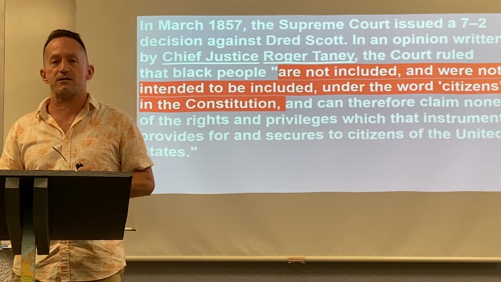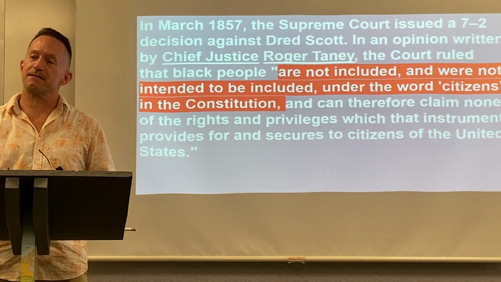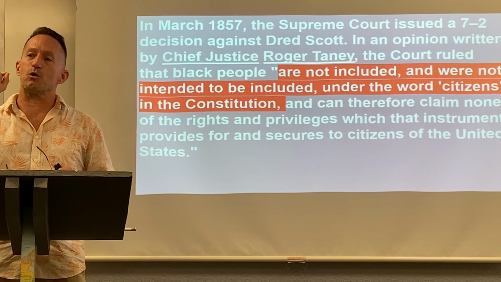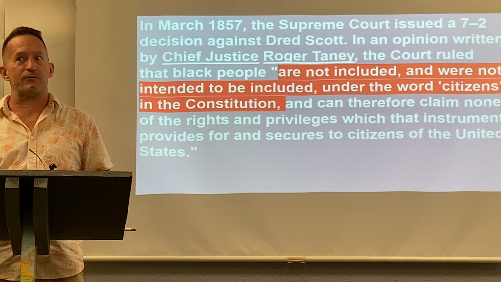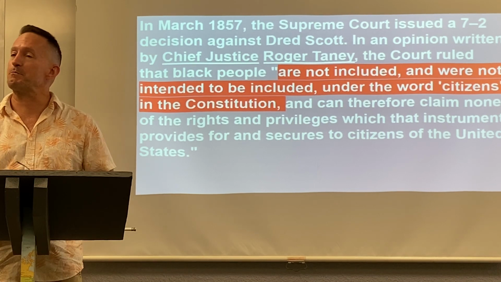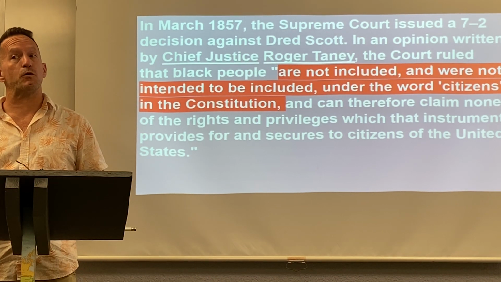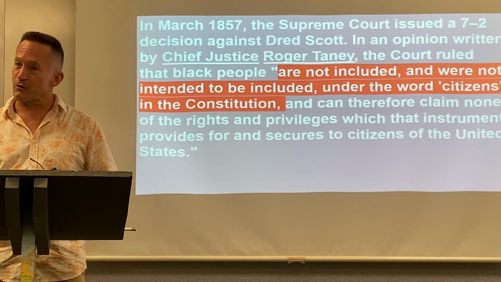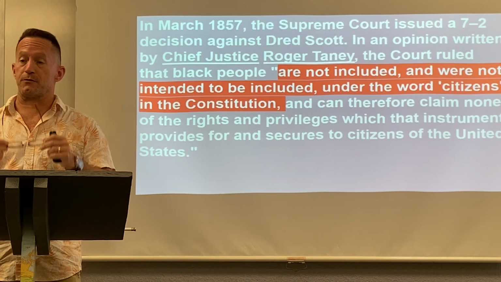By a vote of 7-2, the Supreme Court says, Mr. Scott, you were never a citizen, and since you're not a citizen, you don't get the rights of citizens to do things like even bring this lawsuit. So sorry, you're a slave. You were never given full citizenship rights, to include being able to sue for your freedom. So sorry, you lose. You're not freed.